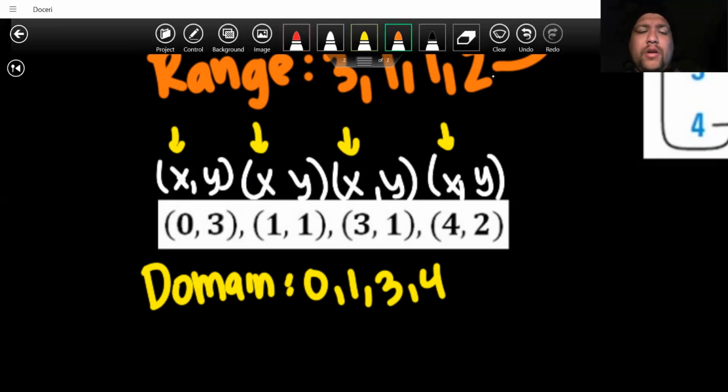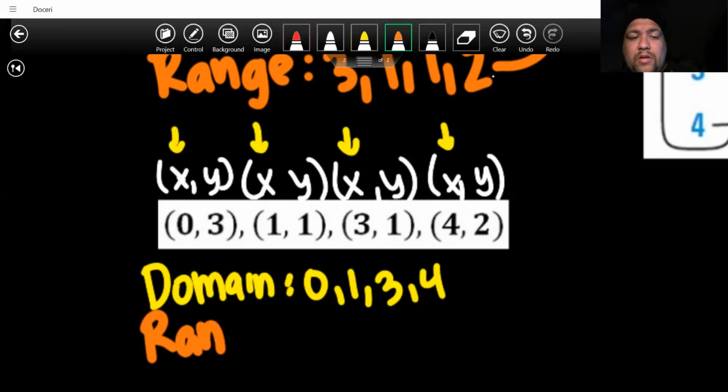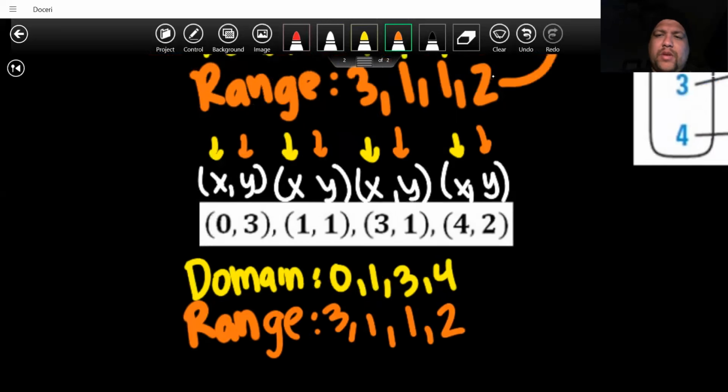The next part that we're going to do is our range, which represents our outputs. Our ranges are y outputs. So 3, 1, and 2. And that's all we're doing. I'm asking you to list the domain and range for each of these values. That's our inputs and outputs.